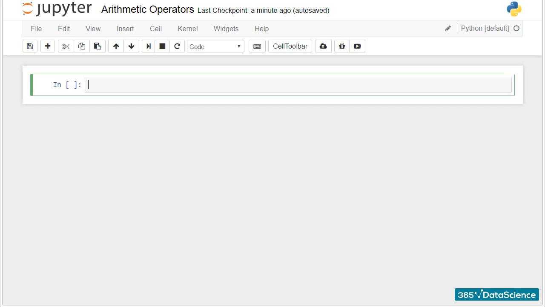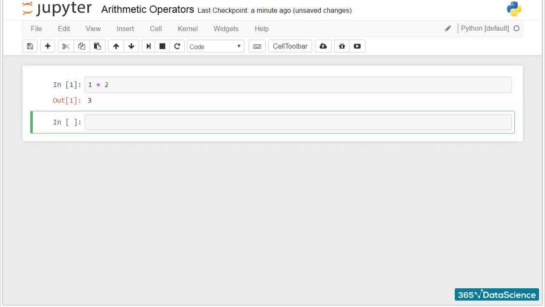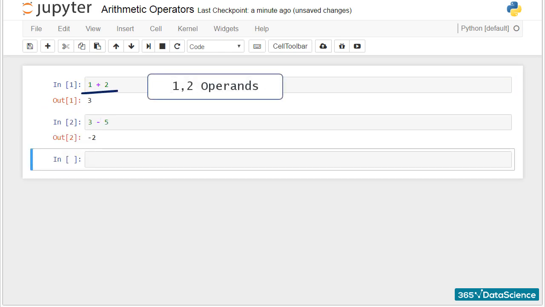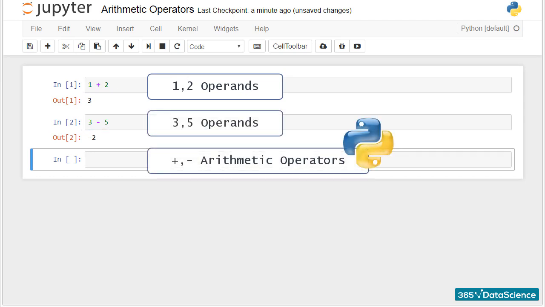The addition and subtraction signs are straightforward to use. Technically speaking, in the equation you see here, 1 and 2 are called operands, while in the next one, the operands are 3 and 5. The plus and minus signs are called operators, and given they also represent arithmetic operations, they can be called arithmetic operators.